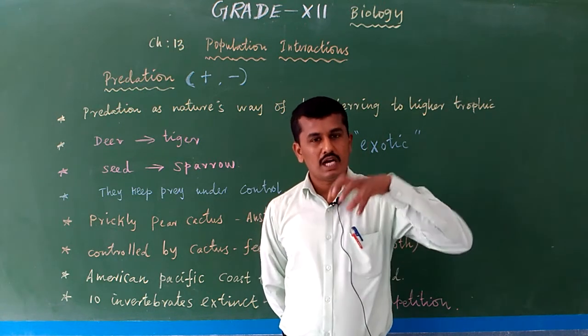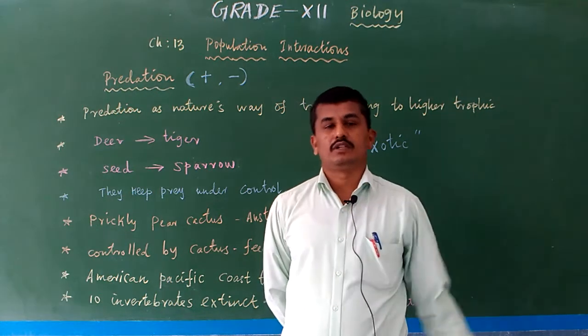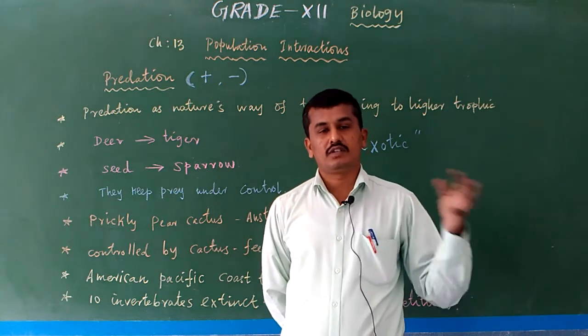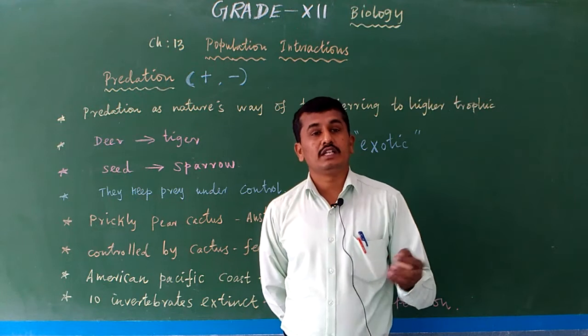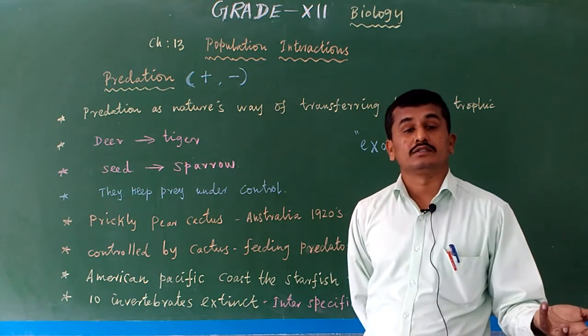We artificially removed the starfish from the particular area, and afterwards, after some years, ten invertebrate species were totally destroyed.